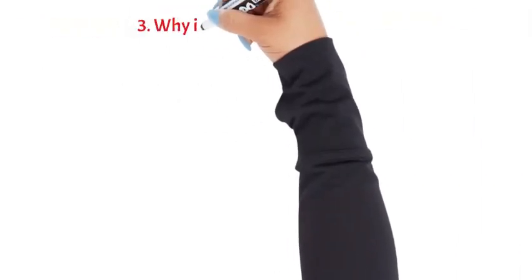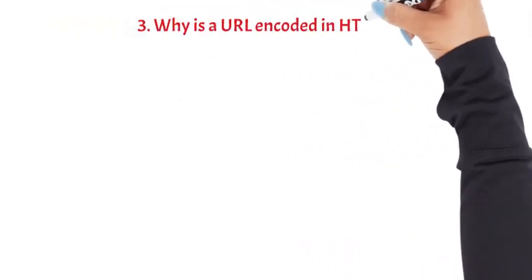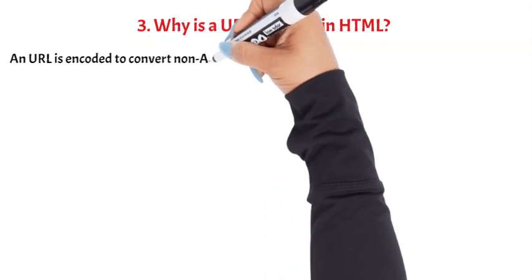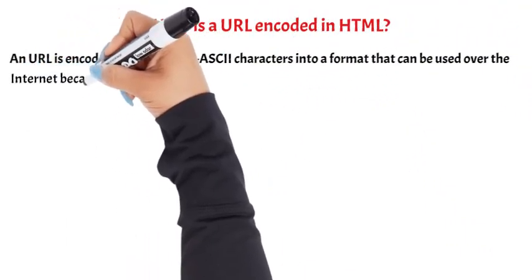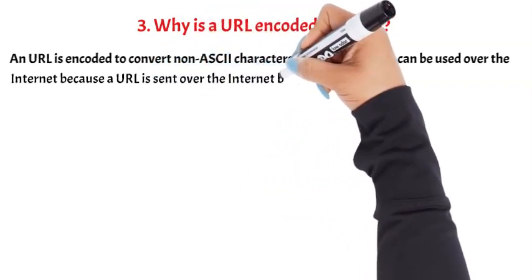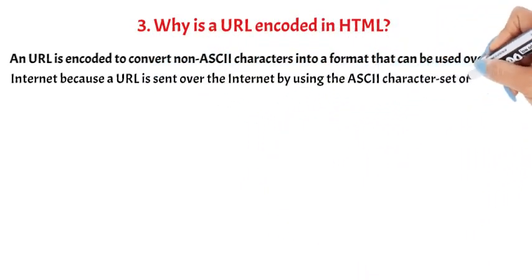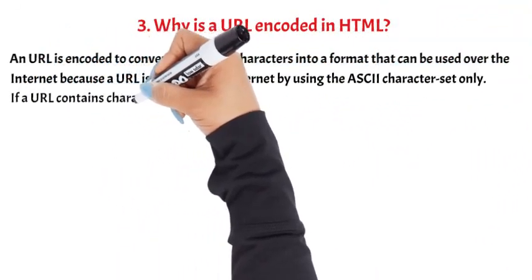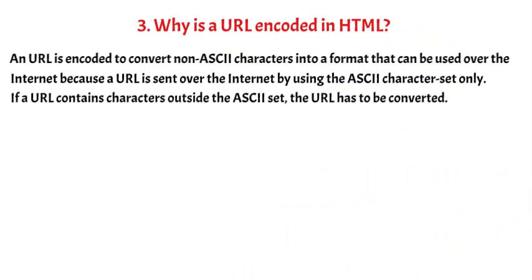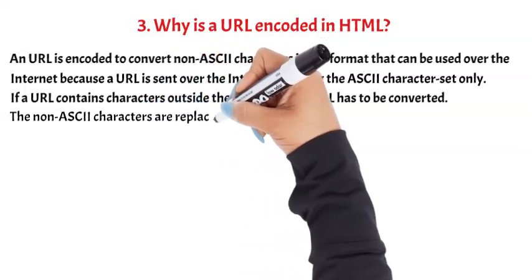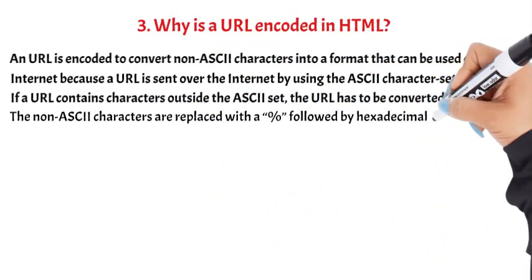3. Why is a URL encoded in HTML? A URL is encoded to convert non-ASCII characters into a format that can be used over the internet, because a URL is sent over the internet by using the ASCII character set only. If a URL contains characters outside the ASCII set, the URL has to be converted. The non-ASCII characters are replaced with a % followed by hexadecimal digits.